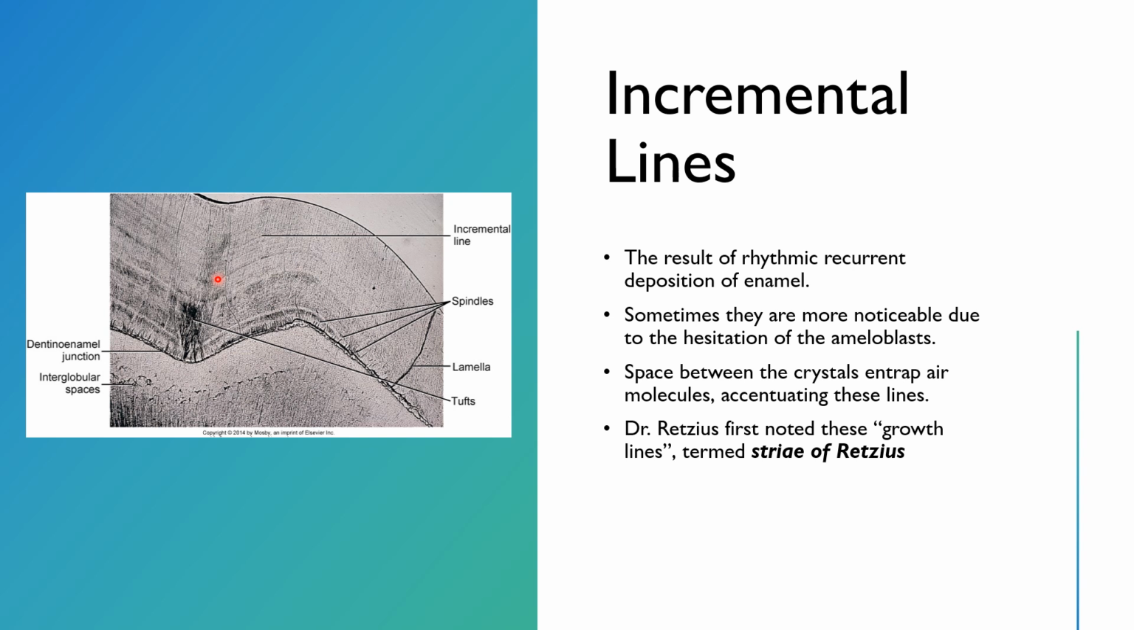Now, sometimes if there is this pause or this hesitation, then there can be a little bit of space between the crystals, and in that space it might trap some air molecules. And these are called accentuating lines. Okay, so another thing that could show these lines or accentuate them is this little bit of air that can get trapped in between them. So these growth lines, again, these are called the striae of Retzius, and they were named after a scientist who first discovered them called Dr. Retzius.